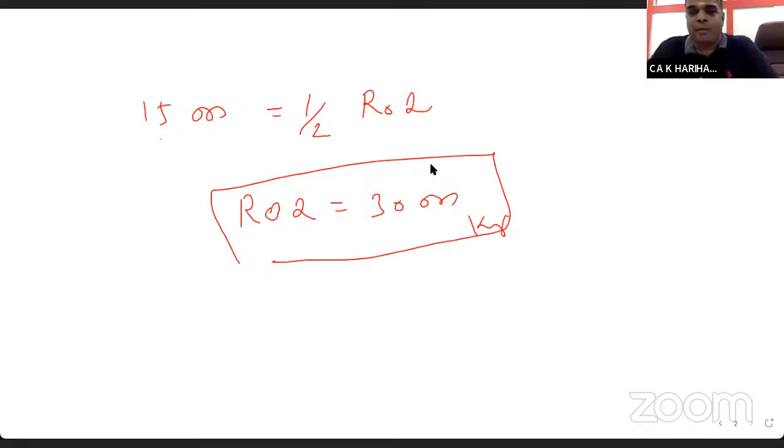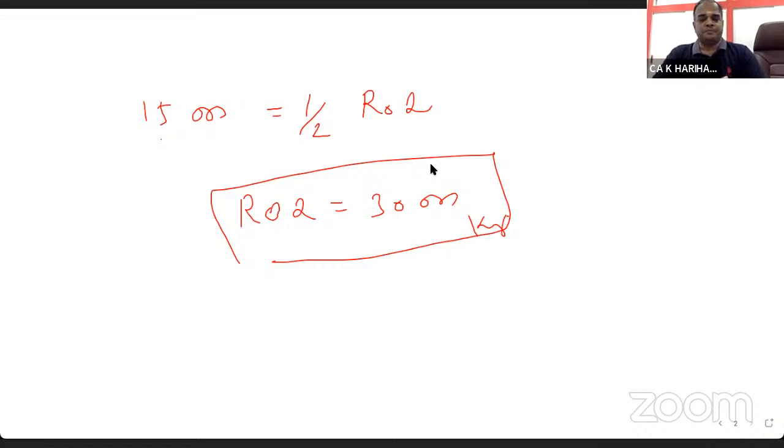Next one, economic ordering quantity. What do you mean by EOQ? The size of the order for which both ordering cost and the carrying cost come to the minimum is called economic ordering quantity.